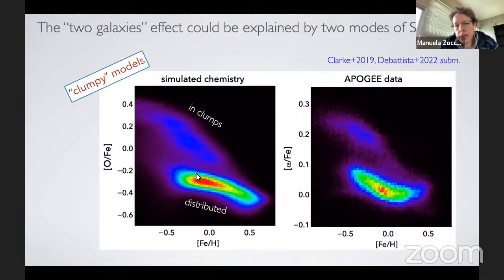Instead, the stars that are not alpha-enhanced, so the ones that are lower alpha, dominate in the plane, the metal-rich component, are those that formed far from the clumps. These are the models, and these are the data from APOGEE. Here they are both dominated by the low alpha stars because in this figure they are analyzing the stars closer to the center of the galaxy.